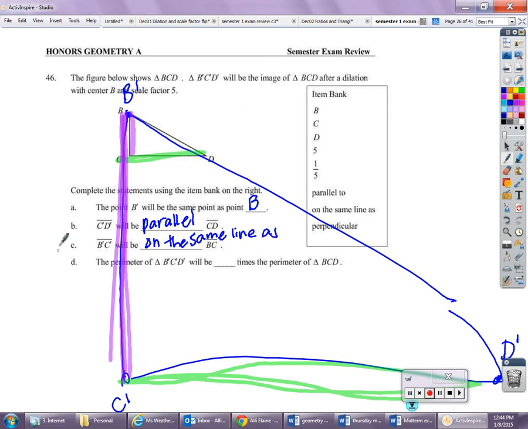All right. And 46D, the perimeter of B prime C prime D prime will be how many times the perimeter of BCD? It will be 5 times because the scale factor is 5.